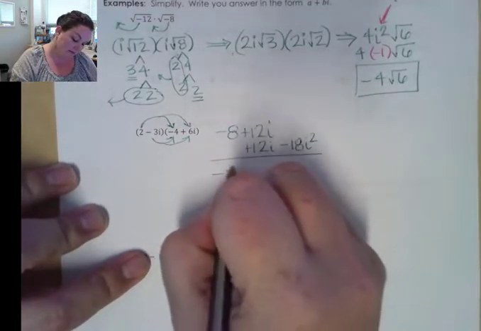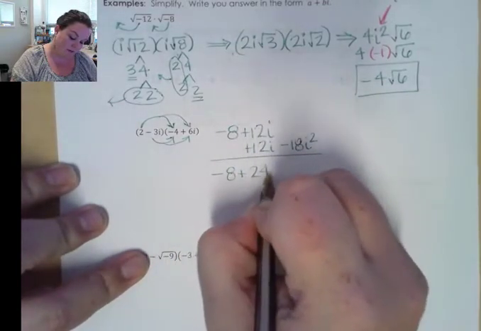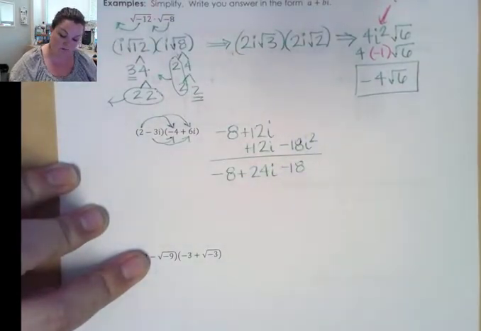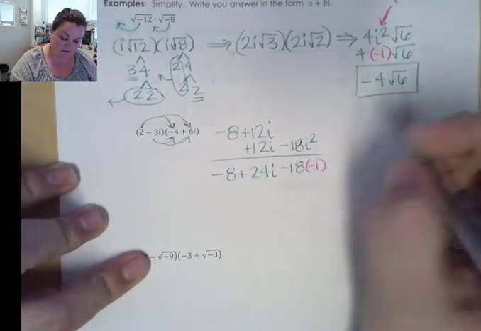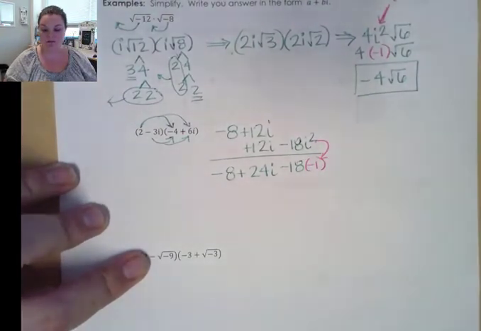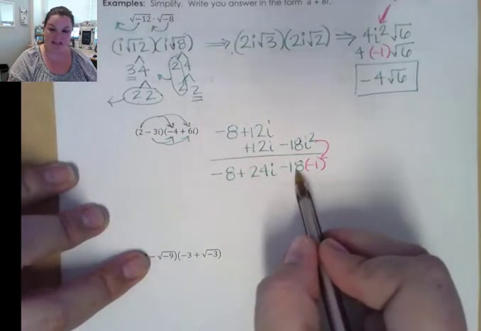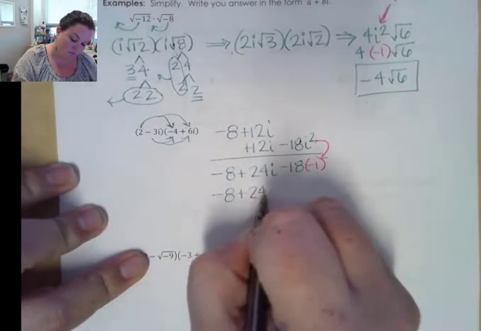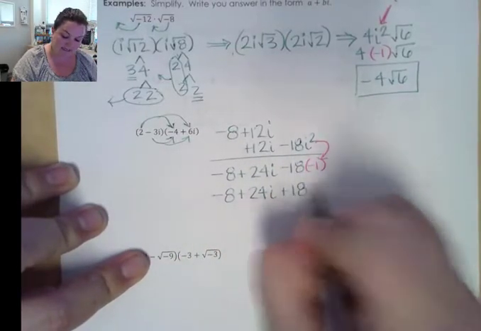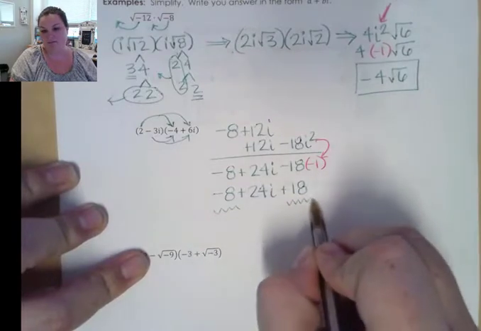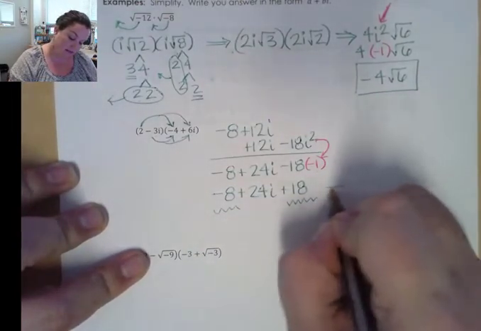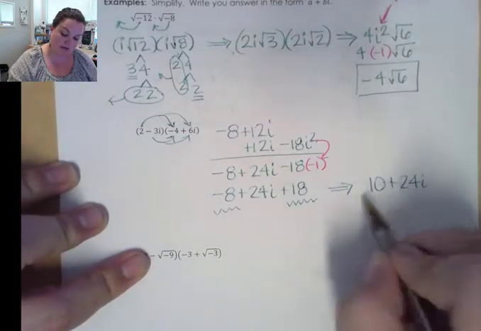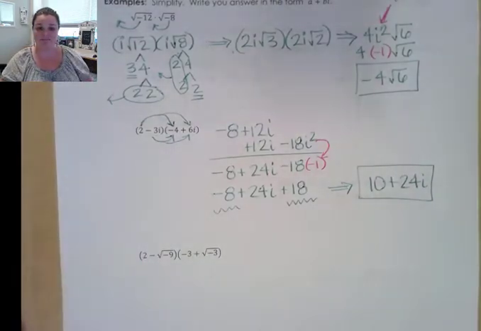So I have my -8, I have positive 24i, and then remember this last term, i squared, is -1. So I'm just going to replace my i squared with -1. -1 times that 18 is going to make it a positive 18. So I have -8 plus 24i plus 18. And then my last step is to go ahead and combine those two number parts. So I end up with a positive 10 plus 24i. And we just leave it like that.